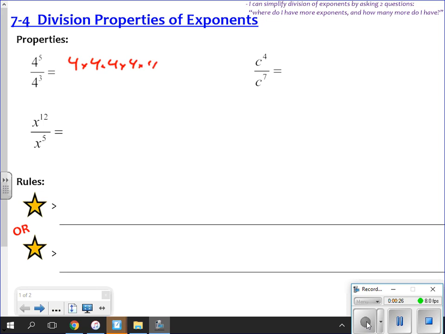5 times, 1, 2, 3, 4, 5, over 4 times itself 3 times, right? Well, if you look at this, you can reduce. This is reducing. If you're doing multiplication, same thing, top and bottom. Any matching numbers cancel each other out. So when I do that, I have 2 4s, which means that I have 4 squared. Okay, that's what that is. That's what you're doing here. Technically, that's what you're doing.